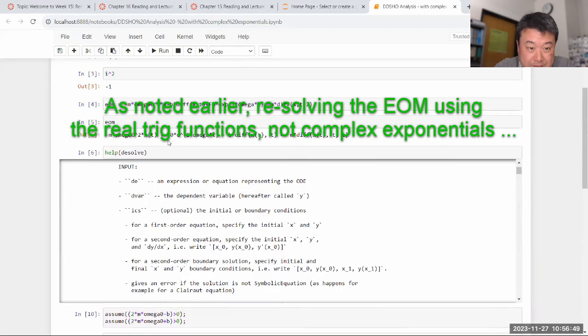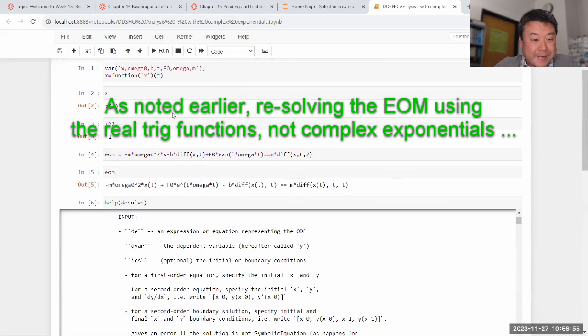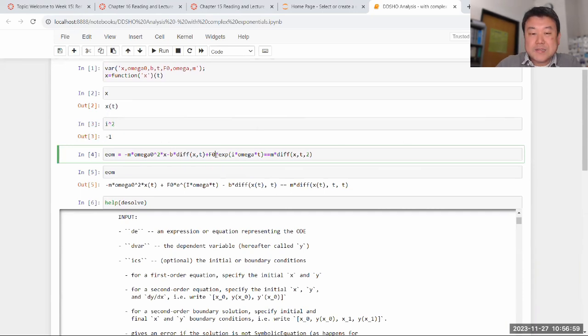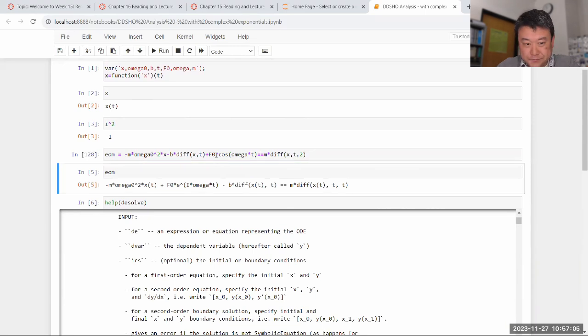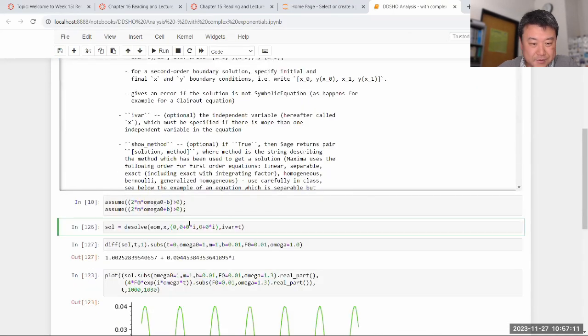I guess I can do this because this is done in SageMath. I can actually redo this in real functions really quickly. So I can take this and replace it with its real version, which is cosine of omega times t. I can just do that. And let's see what it'll do. So I shouldn't be giving it complex initial conditions.